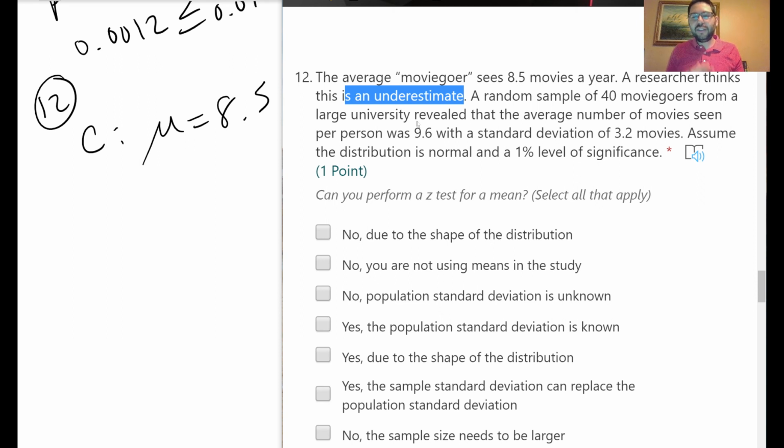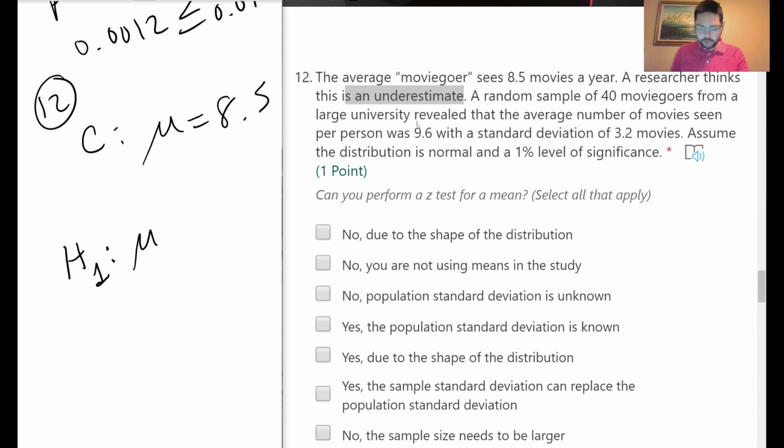So since the researcher thinks that's going to be higher, that's the research hypothesis, HA, otherwise known as H1. I'll use H1 just to get you used to that. H1: mu, the researcher thinks that it's greater than 8.5, okay? And then what does the claim belong to? Well, the claim is a statement of equality, so it clearly belongs to the null hypothesis, okay? So the claim belongs to the null.